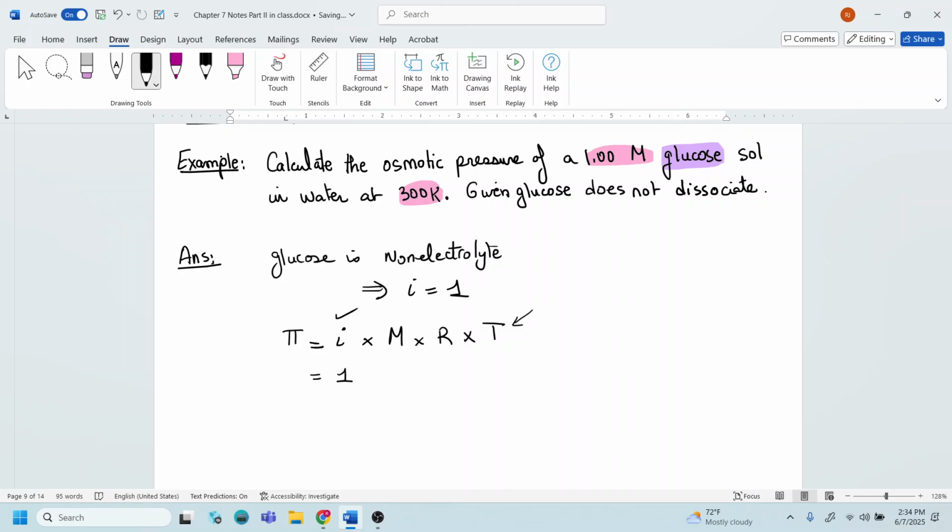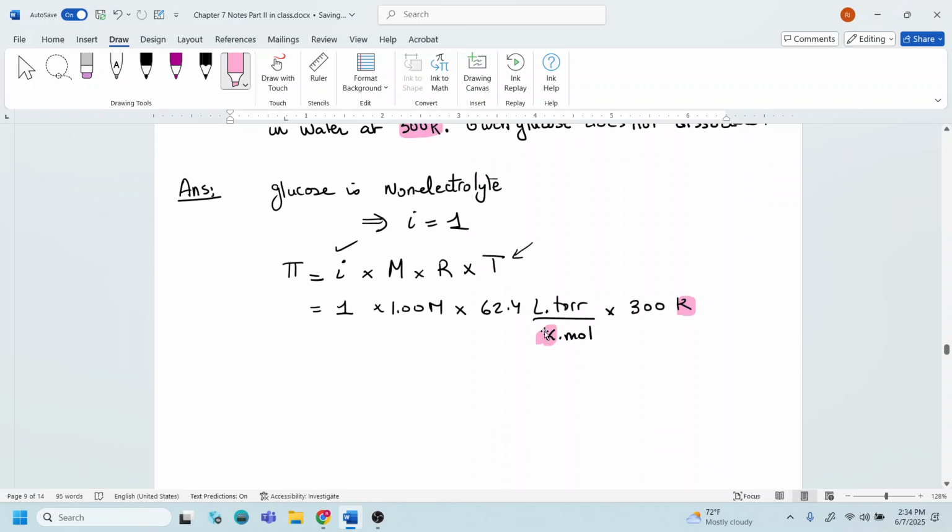So let's go ahead and substitute. i is 1 times 1.00 molar times the R, which is 62.4 liter torr per Kelvin mole, times the temperature, which is 300 K. See, notice the units are the same, and you're forced to have the temperature in Kelvin because the R is in Kelvin. You cannot change the R, okay? R in both units, whether in atmosphere or torr, is in Kelvin. So that is 18,720 torr. This is the pressure that is required.